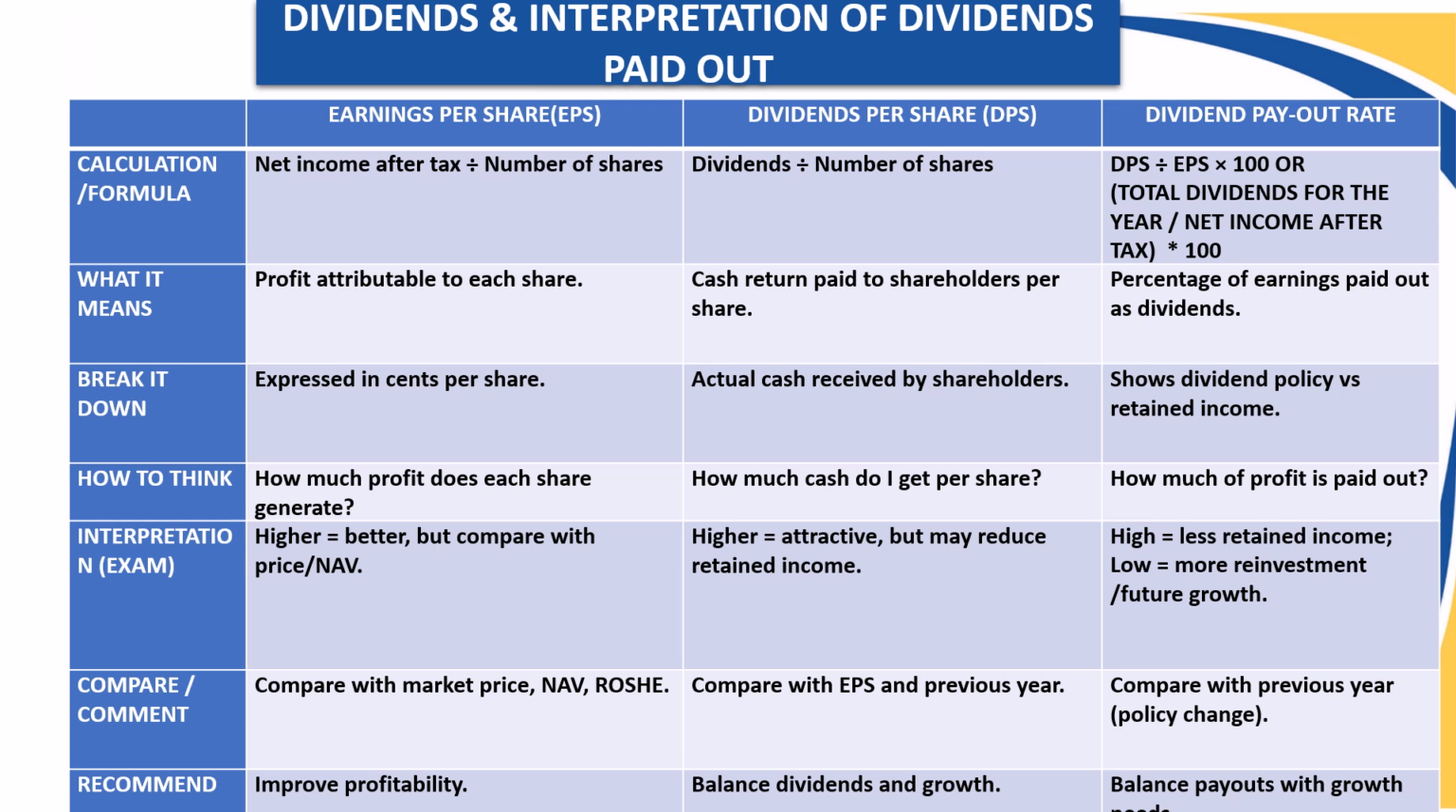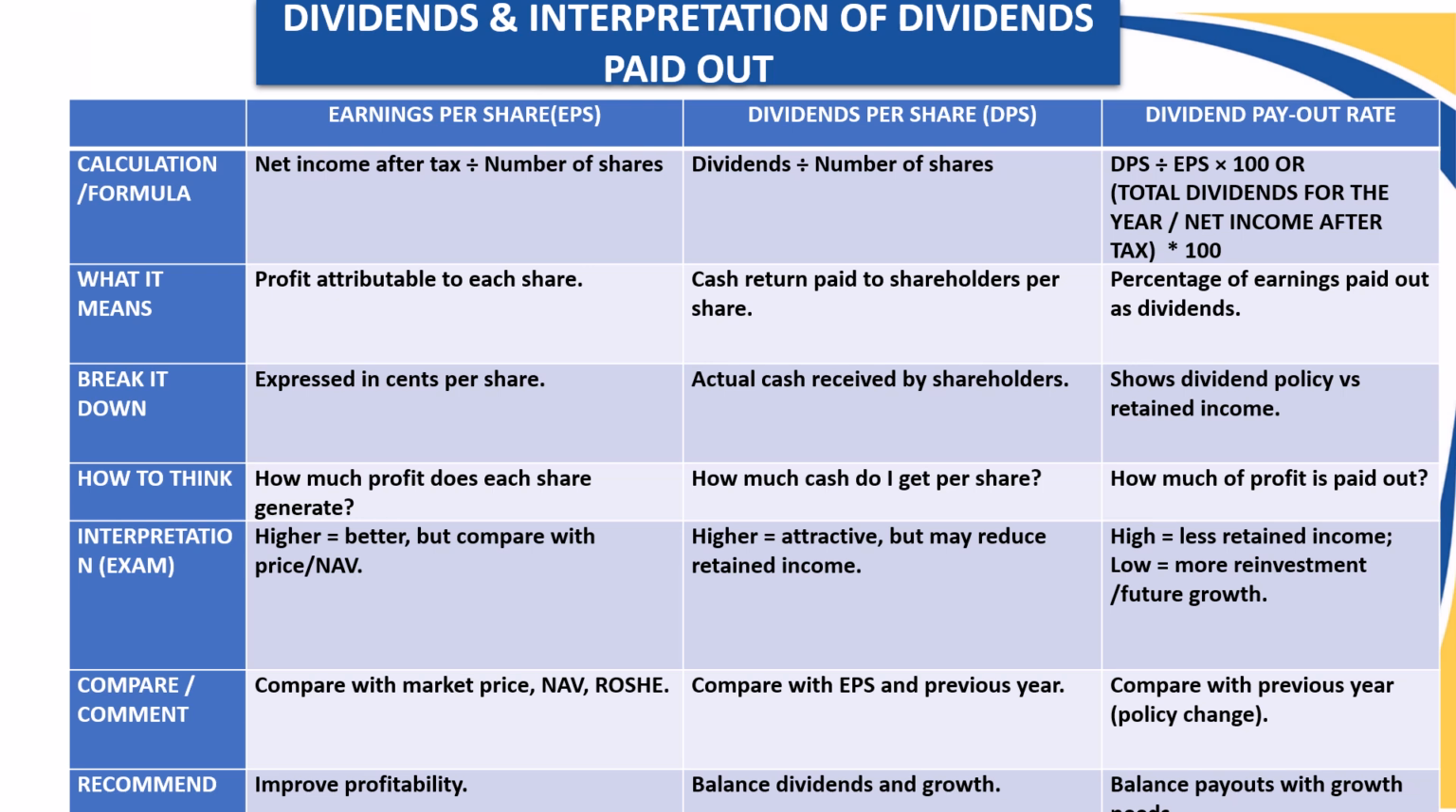Then what's left, the directors choose which percentage they are going to pay out to the shareholders in the form of dividends, and which percentage they are going to keep back for the company for future expansions in the form of retained income. So the first formula or indicator we are going to look at is earnings per share. So in total, how much did the business earn per share after they've paid the tax? That's the second column.